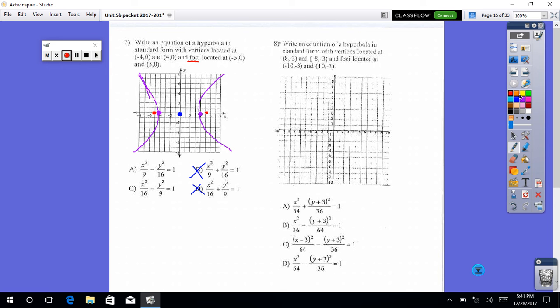The next thing I'm going to check is the width of the box that I would draw. The width of my box would be 1, 2, 3, 4 units wide, which means that under my x, I'm going to have 4 squared, which is 16.